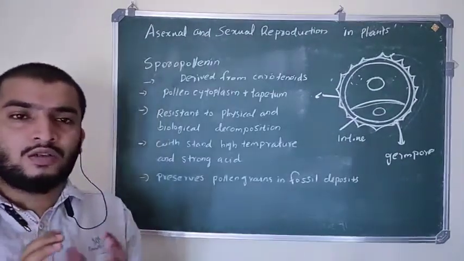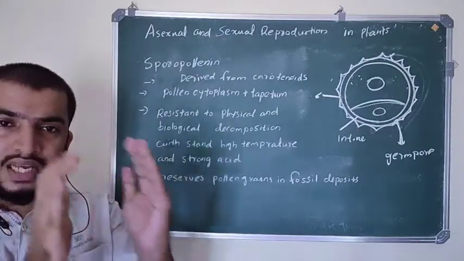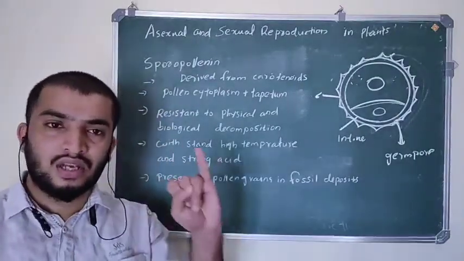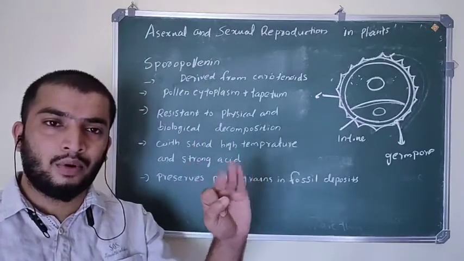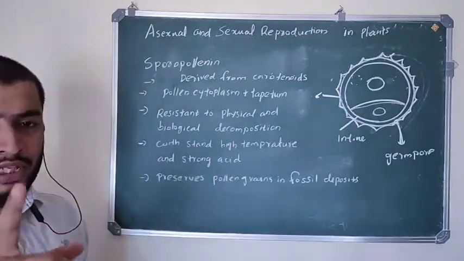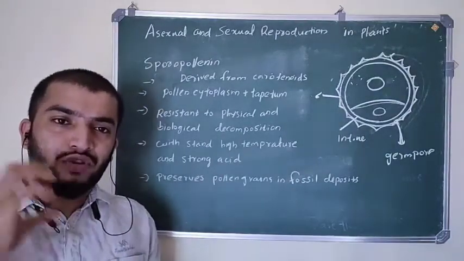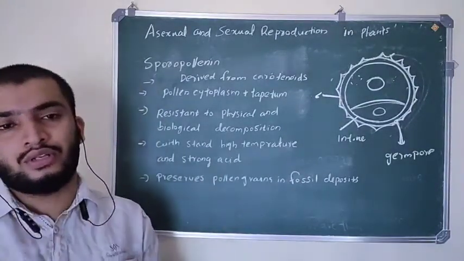So what is sporopollenin? The exine is made up of three components. What are those three components? Cellulose, sporopollenin and pollen kit. So sporopollenin is present on the exine. What is actually sporopollenin? It is derived from carotenoids.